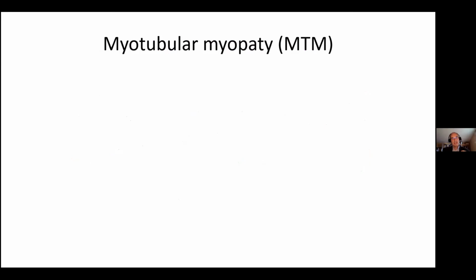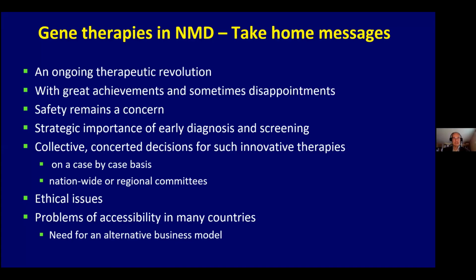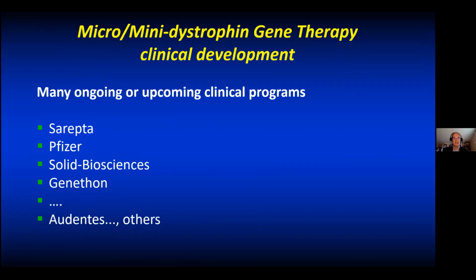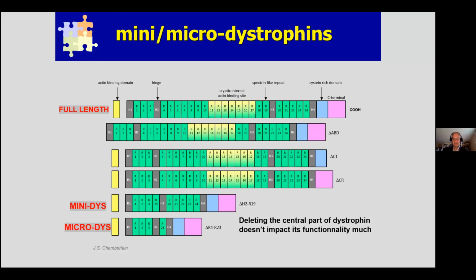The second example I would like to give is not a success story, or it was a success story at the beginning. That's myotubular myopathy. This is an X-linked disease.